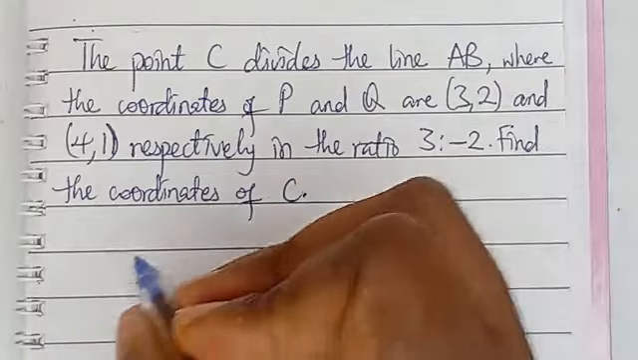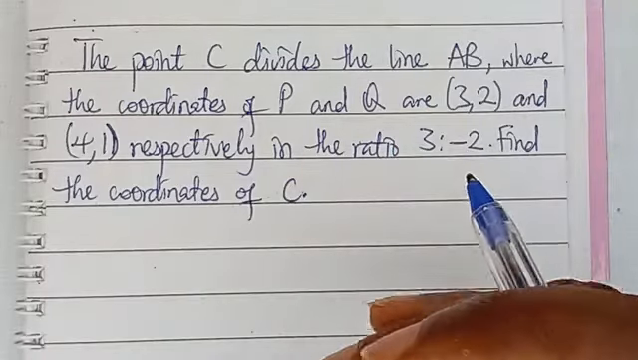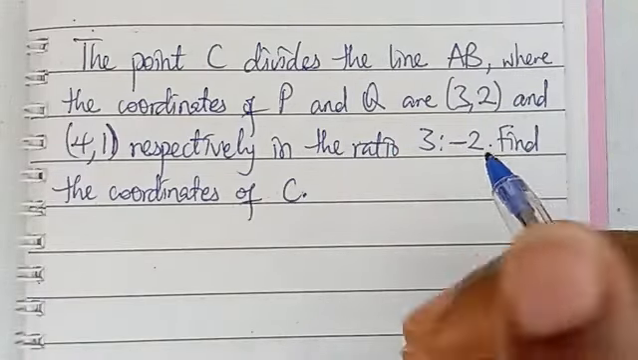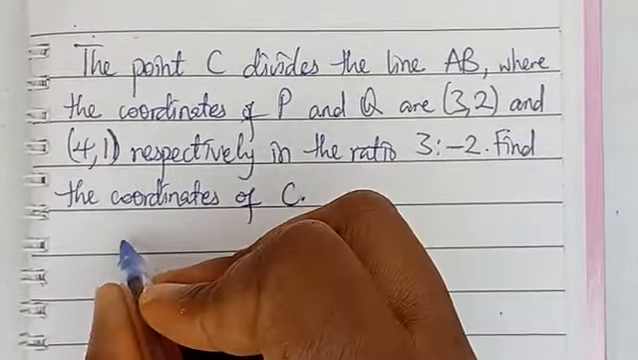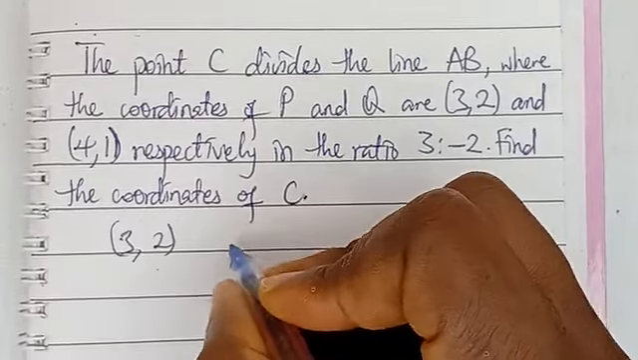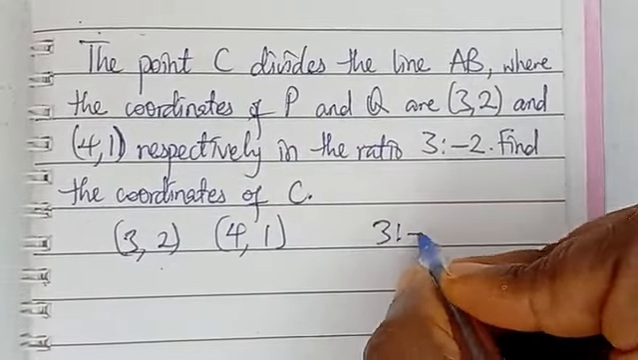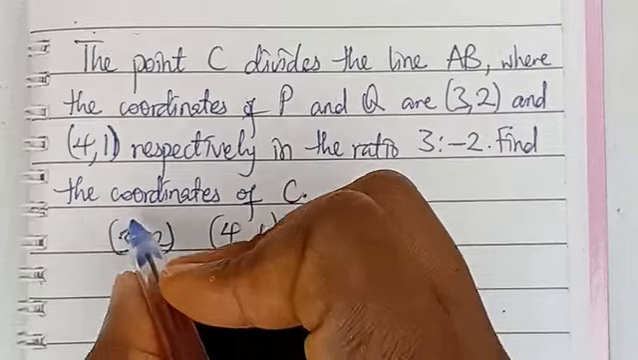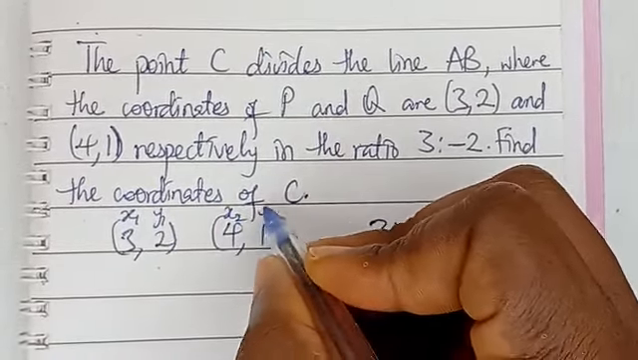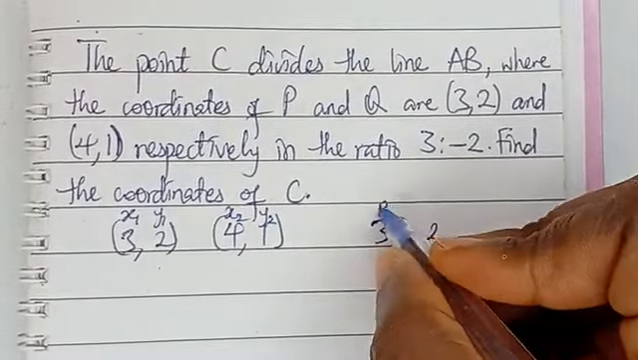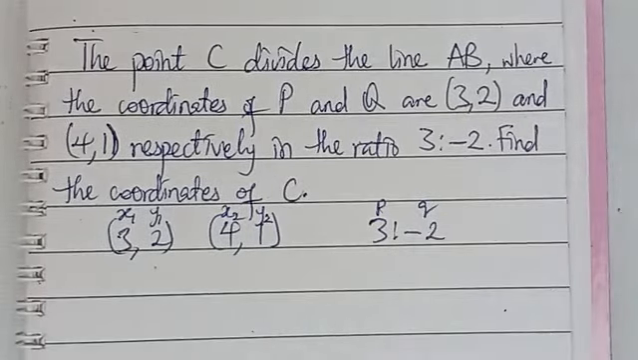For external divisions, it's still the same formula. But before we go ahead, let us write out our parameters and label them properly. We have that the first point is (3, 2), the second point is (4, 1), and our ratio is 3:2. So this is x1, y1, x2, y2, and then this is ratio P, and this is ratio Q.